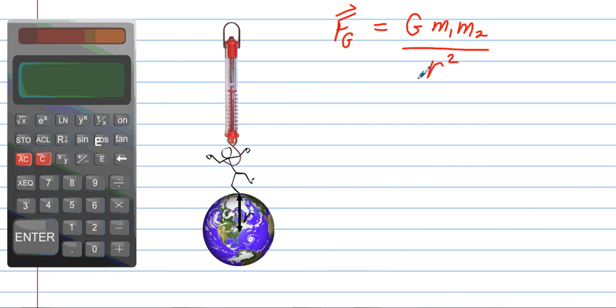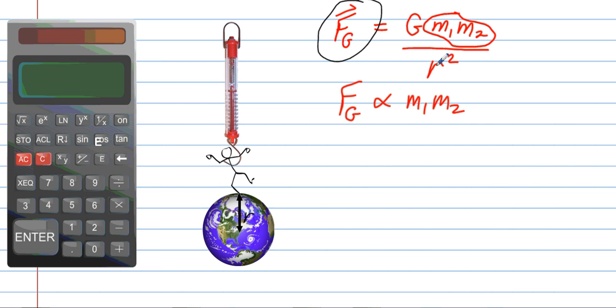What is important to note here are the relationships between different variables, specifically in this case, the force due to gravity and the masses that are involved. We can see that the force due to gravity, F sub capital G, is proportional to the product of the two masses as long as the distance between the centers remains constant. In a similar way, the force of gravity is proportional to the reciprocal or inverse of the square of the distance between the centers, provided the masses of the two bodies remain constant.